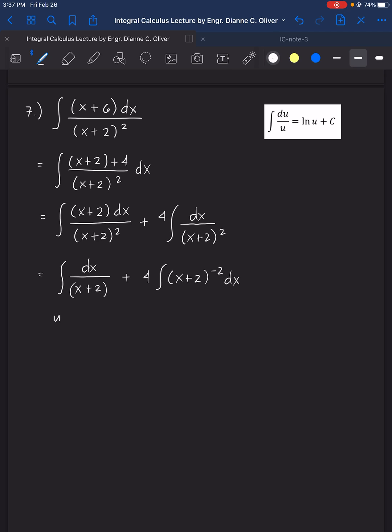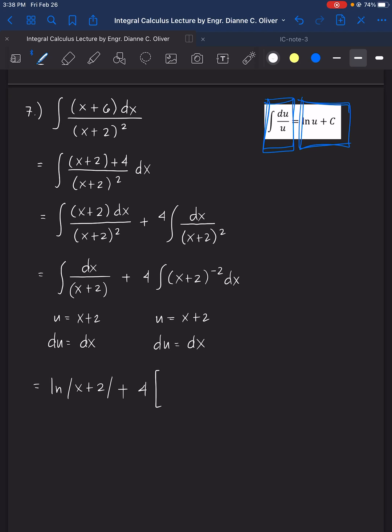So here we will be using u is equal to x plus 2, then du is equal to dx. We can use the logarithmic function there, while we have here u is equal to x plus 2, du is equal to dx for the power formula. Okay, so having satisfied this pattern, we will now have the pattern for the answer as ln u plus c. So ln u, which is x plus 2, plus we have here 4.